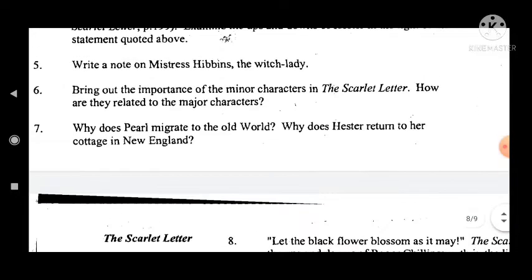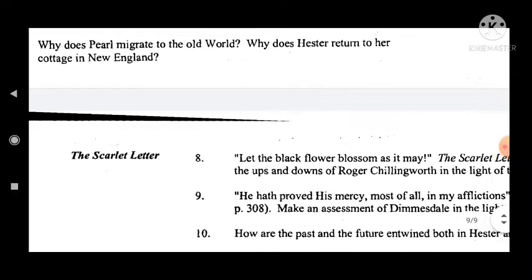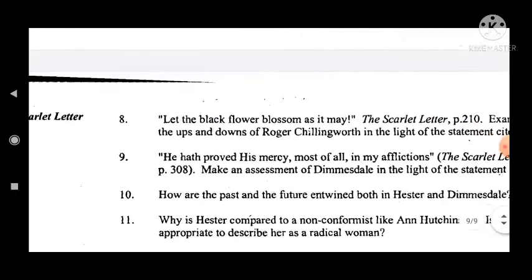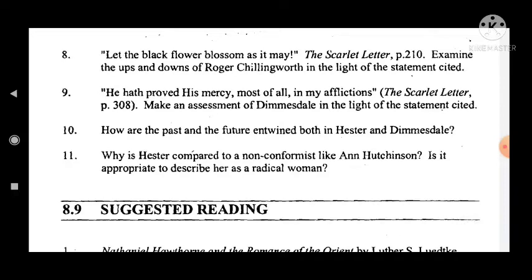Write a note on Mistress Hibbins, the witch lady. Bring out the importance of the minor characters in The Scarlet Letter. How are they related to the major characters? Why does Pearl migrate to the old world? Why does Hester return to her cottage in New England? Let the black flower blossom as it may. Examine the ups and downs of Roger Chillingworth in The Scarlet Letter in the light of the statement cited.